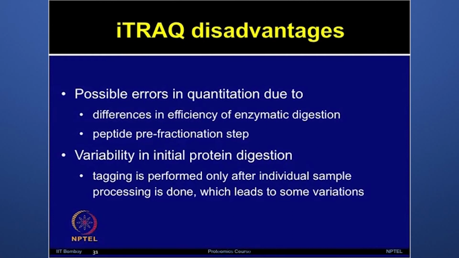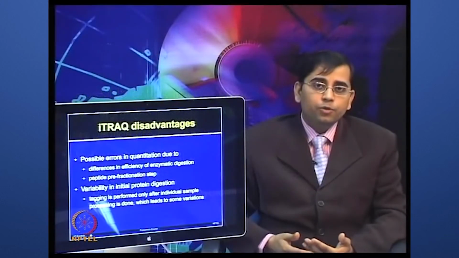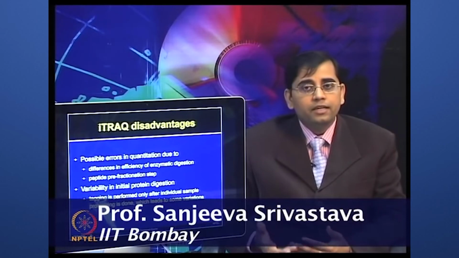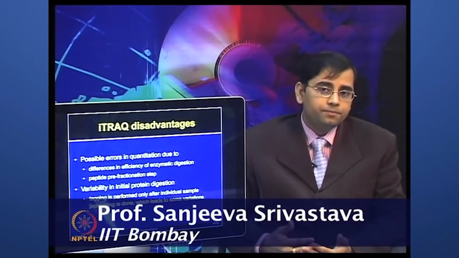Although if you start with the same enzyme lot and if you have done the quantification for the proteins properly, ideally that should not matter, but there is some possibility that some errors could come from the efficiency of enzymatic digestion. The peptide pre-fractionation step could be another possible way of introducing some variations. There is variability in the initial protein digestion, and the tagging is performed only after the individual sample processing is done.